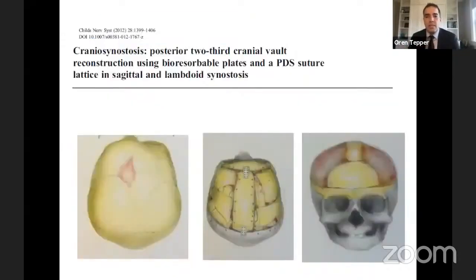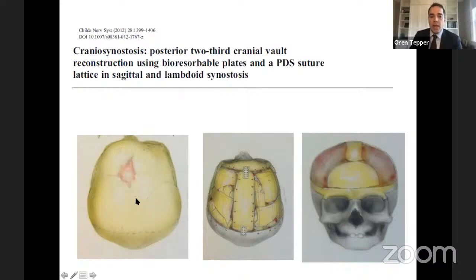Our technique is something that we described many years ago. And what we do is called the suture lattice technique. So these are schematic drawings of how we approach this surgically. On the bottom left here, you're looking down at the skull from above. You're seeing the suture, rather the fontanelle here anteriorly. And this dotted line represents where we're going to make those cuts in the skull.